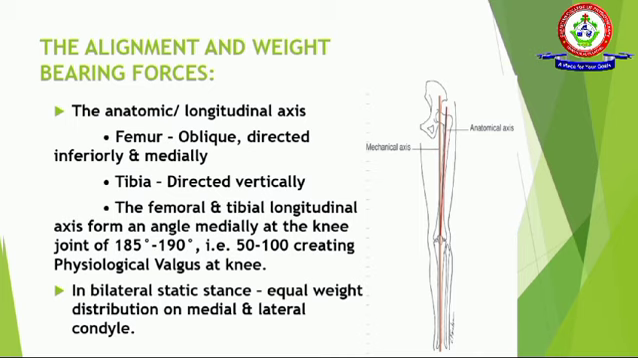The anatomical or longitudinal axis of the femur is oblique, directed inferiorly and medially, and the tibia is directed vertically. Here, the femoral and tibial longitudinal axes form an angle medially at the knee joint of 185 degrees to 190 degrees. In bilateral static stance, there is equal weight distribution on the medial and lateral condyles.